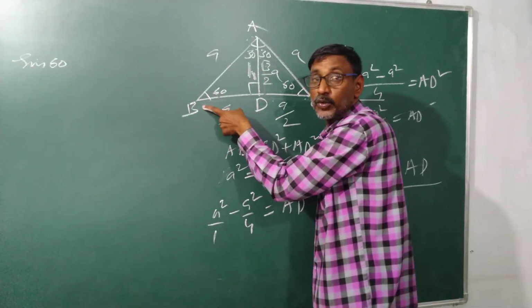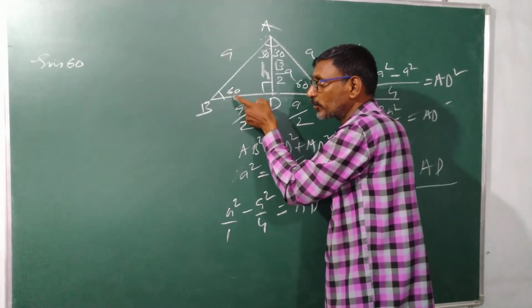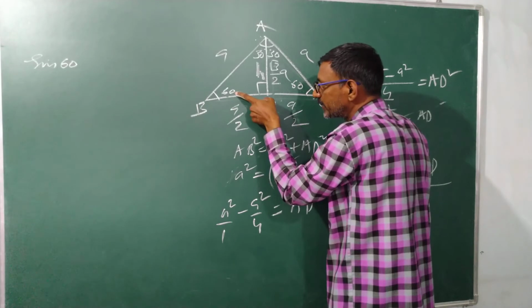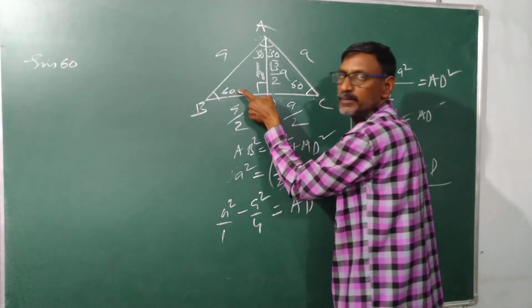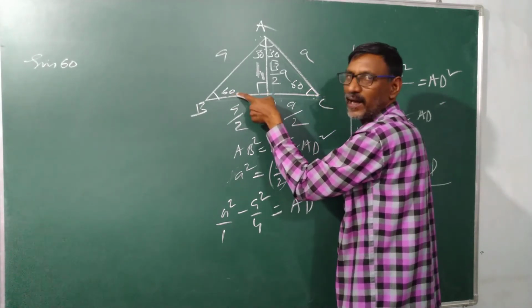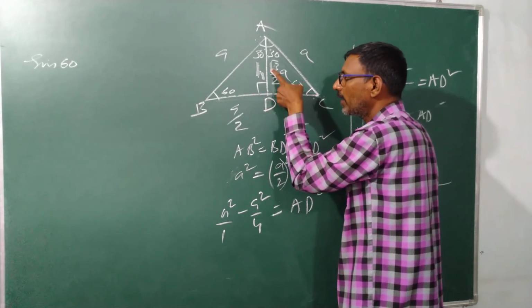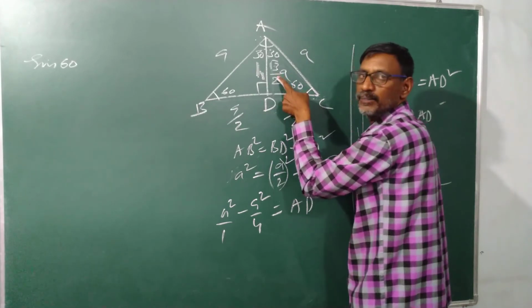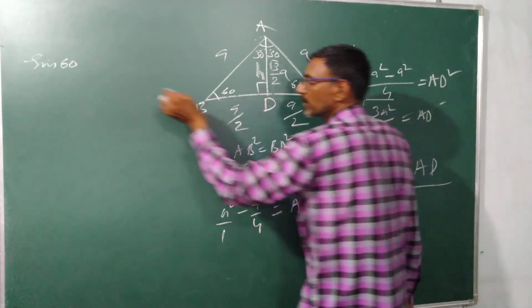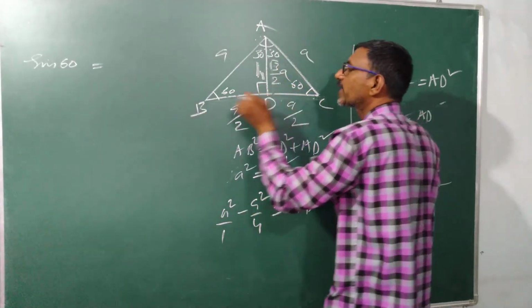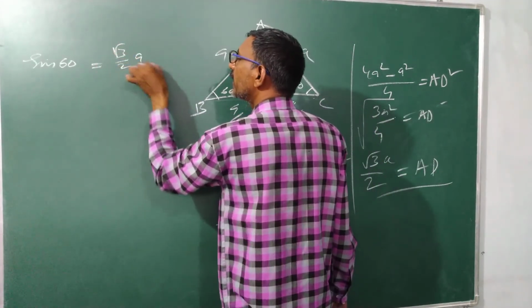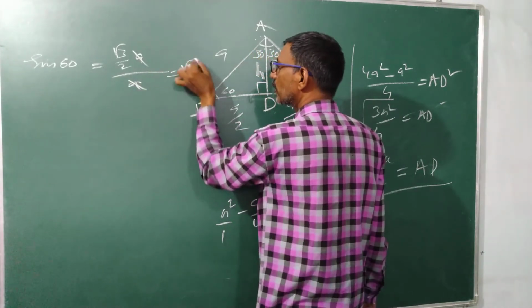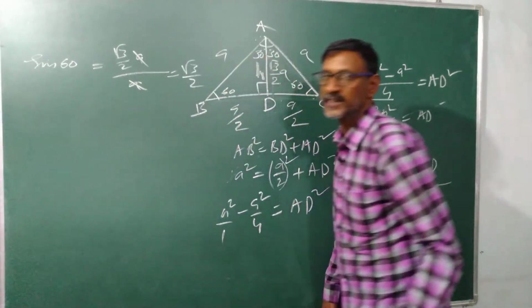Sine with respect to B. See here, with respect to B, this is my 60 degrees, just like theta. Opposite side by hypotenuse. In trigonometric ratio, opposite side is root 3 by 2A, divided by A. A gets cancelled, root 3 by 2. This is the value of sine 60 degrees.